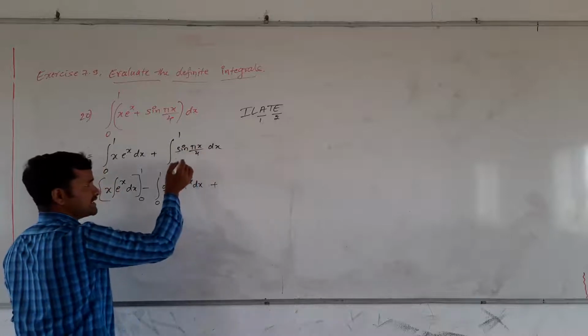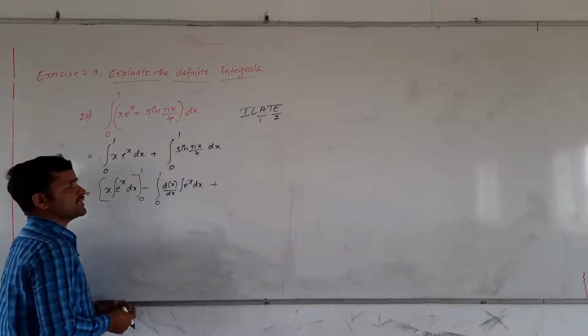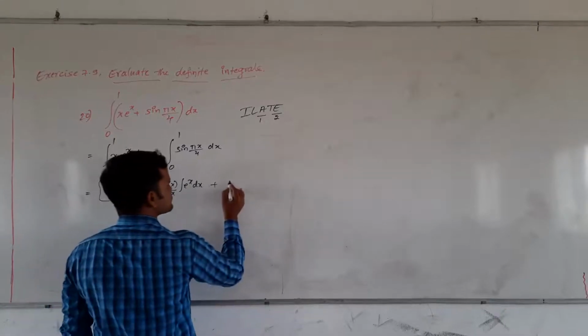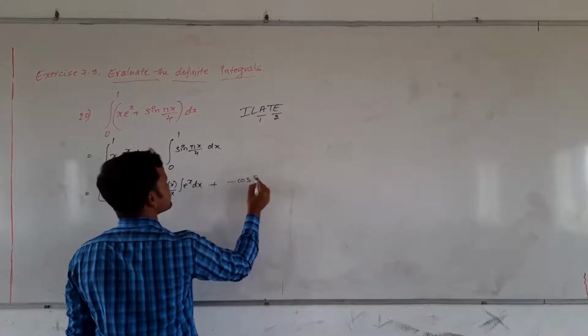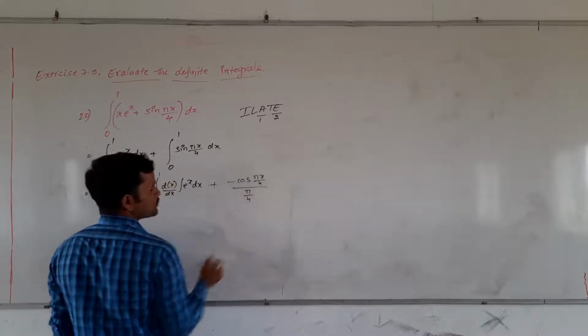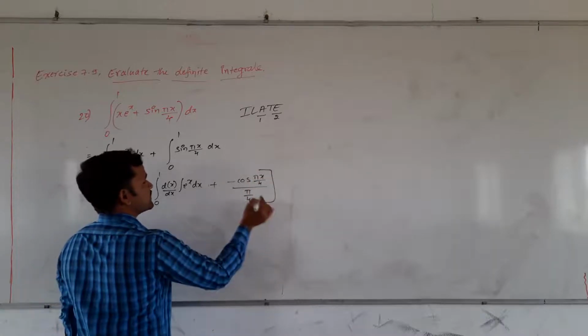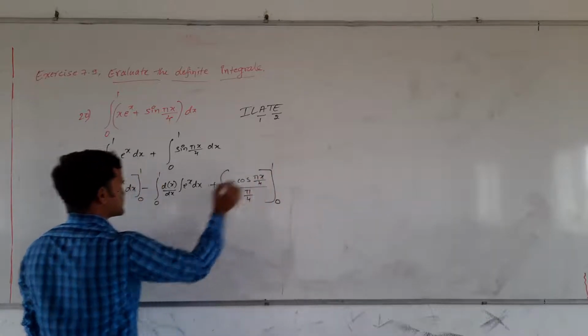How will you integrate the second one, the integration of sine? It is a direct integration of sine. It is in the form of f of ax plus b. The integration of sine is minus cos of pi x by 4 divided by what? Divided by the coefficient of x. The x coefficient is pi by 4. From 0 to 1, integration completed there.